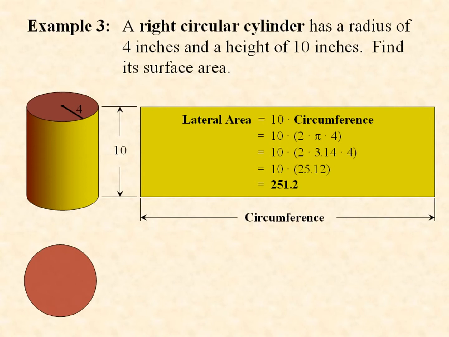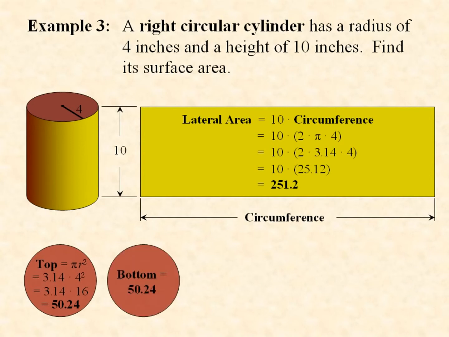Now, as far as the top and the bottom are concerned, they are circles, and the area of a circle is pi r squared. Top is pi r squared. That gives us 3.14 times 4 squared. Again, I use a calculator, and I get 3.14 times 16. 4 squared is 16. That's 50.24. And the bottom is the same as the top, so that's also 50.24. The units here are square inches, because the measurements were in inches.